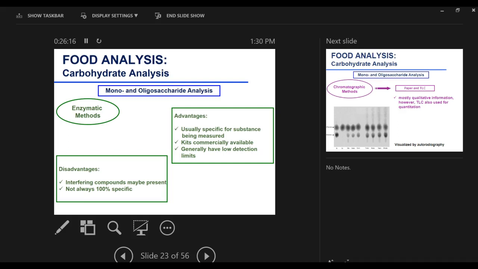In terms of disadvantages, since it is based on spectrophotometric analysis, if you have any compounds that might absorb at the same wavelength, that might cause interference. It's not always 100% specific, and that is not because the enzymes are not specific to the substrate themselves. Sometimes the enzymes are not 100% pure, so you might have other enzymes in the mix that might work on other substrates, just because of the purity of the enzymes that you obtain.